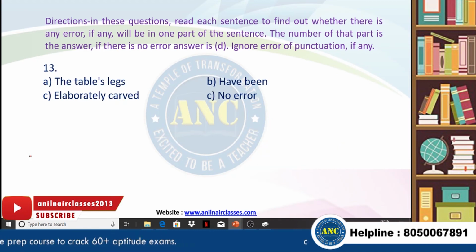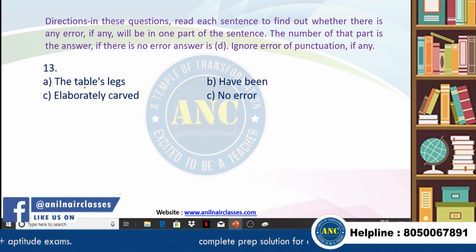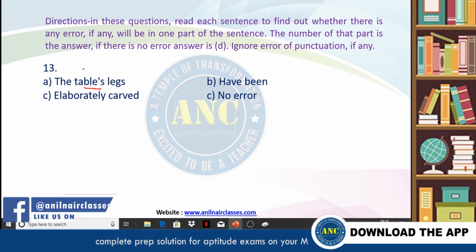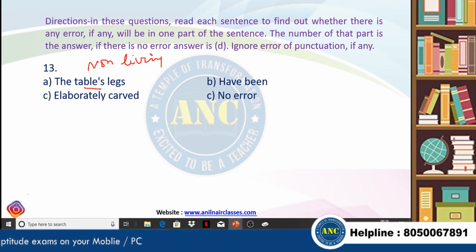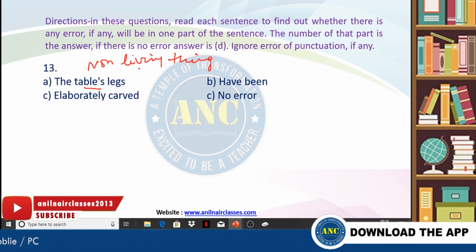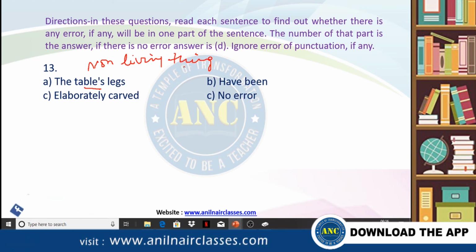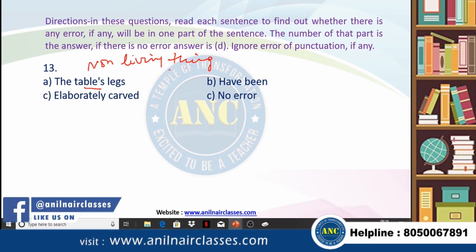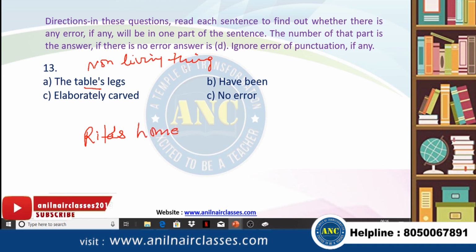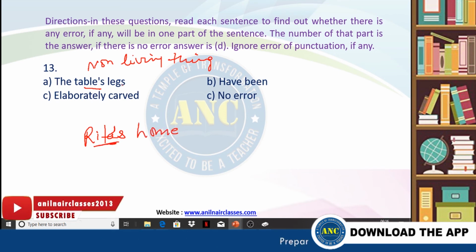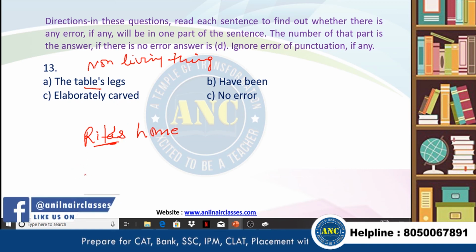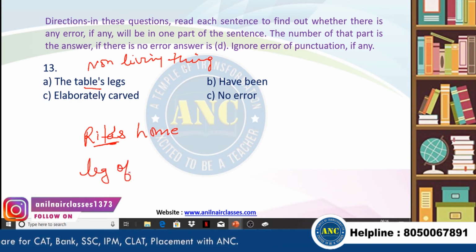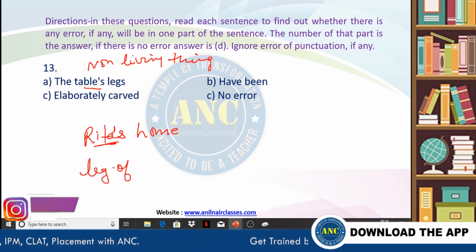Let's move ahead to the next question. The table's leg. The table is what? It's an inanimate object, a non-living thing. While discussing apostrophes, we discussed that we can put apostrophe plus s to show the possessive of living things. Like I can say Rita's home. Rita is a living thing, but a table is non-living. So when we talk about non-living things, we don't put the apostrophe plus s. The correct expression will be legs of the table.